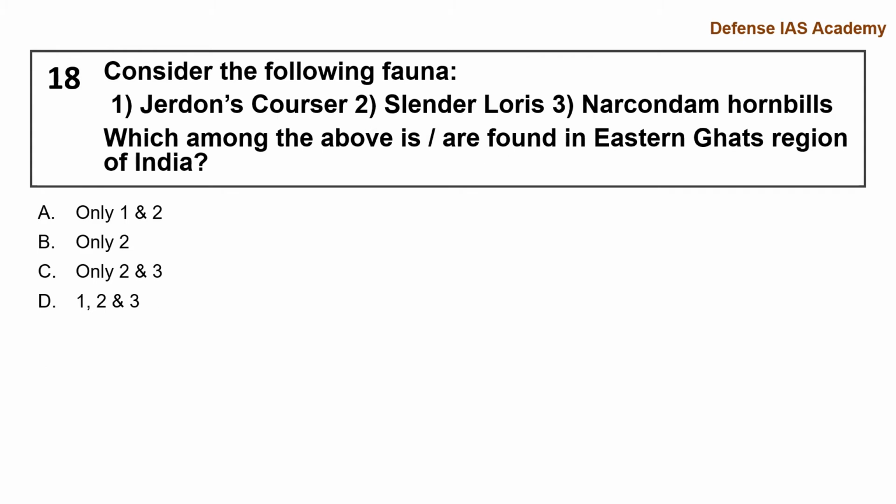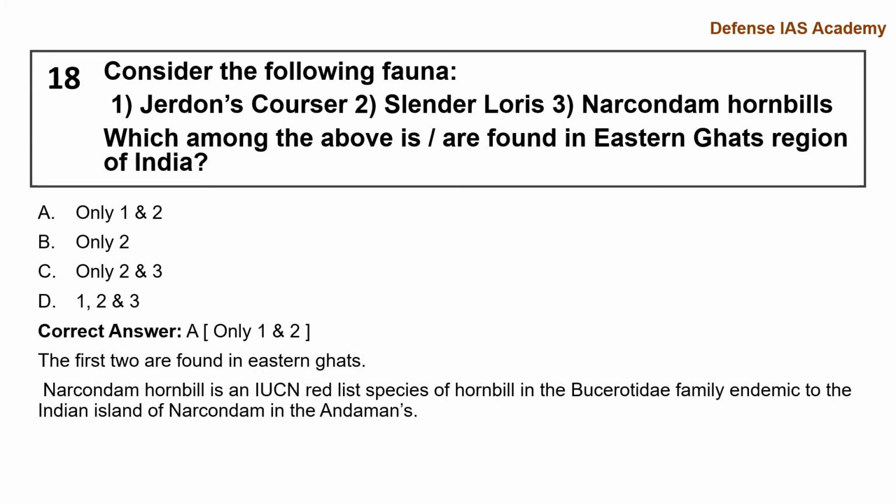Question number 18. Consider the following fauna. 1. Jerdon's courser, 2. Slender loris, 3. Narcondam hornbill. Which among the above is found in the Eastern Ghats region? The correct answer is option A, only 1 and 2. The first two are found in the Eastern Ghats region. The Narcondam hornbill is an IUCN Red List species of hornbill in the Bucerotidae family, endemic to the Indian island of Narcondam in the Andamans.